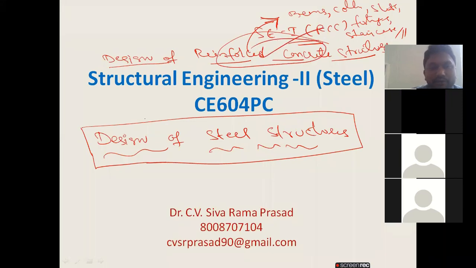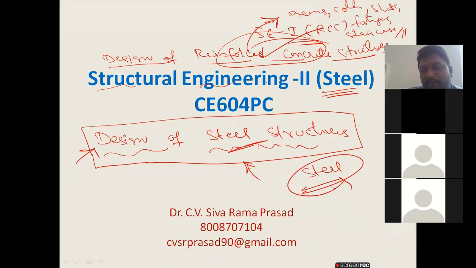But coming to this semester, we have the subject Structural Engineering 2. That is steel. Previously, we called it Design of Steel Structures. For all the components of a building or industrial structure, or any type of structure, we use steel structures. The material is steel.